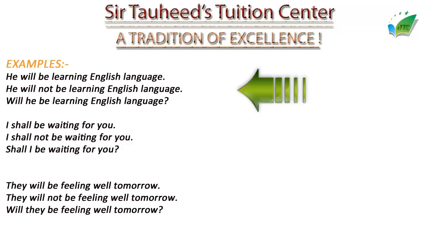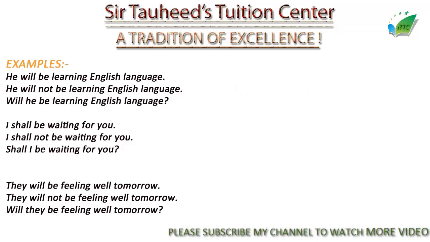Then the sentence will become he will not be learning English language. It means that in future time he is not going to start learning English language. And if we want to make its interrogative sentence, then we only have to use will in the beginning. So the sentence will become like this: will he be learning English language? And then put question mark in the end, and this is a standard interrogative sentence.